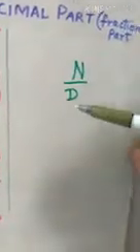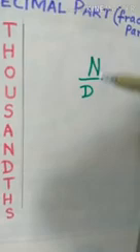Both of them are fractions. But in the earlier lesson we learned that the fraction was represented by numerator and denominator. But here, in the chapter of decimal, the denominator is always a power of 10. Now, what is the meaning of the power of 10?